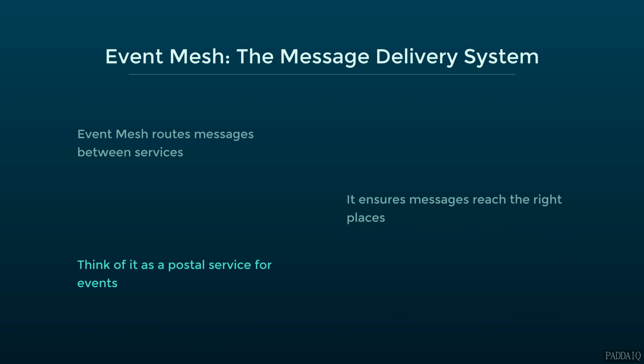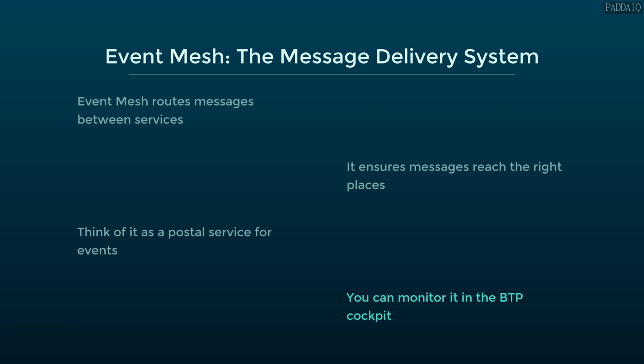Think of it as a postal service for events. It routes messages from senders to the right receivers without them knowing each other. For example, an online store can notify shipping and billing systems when an order is placed. This ensures reliable and organized communication across your applications.